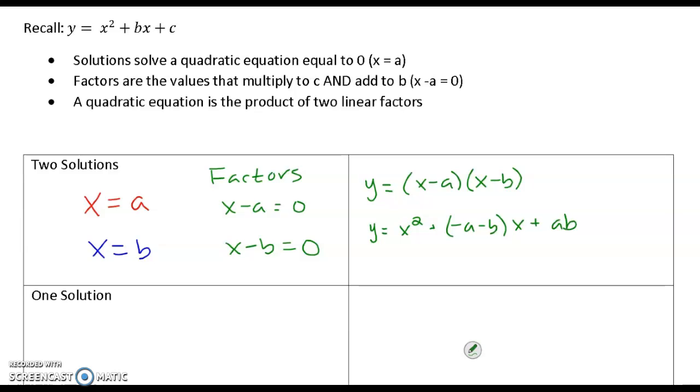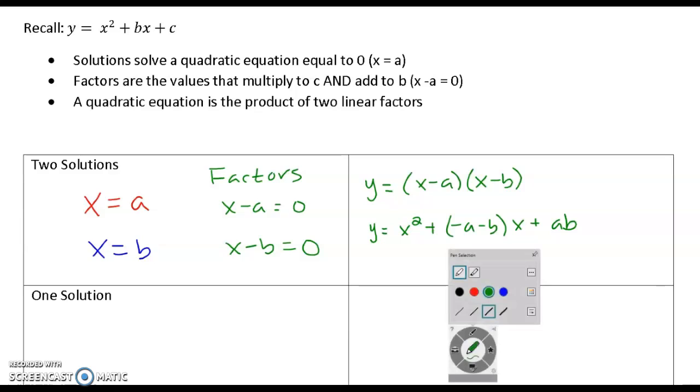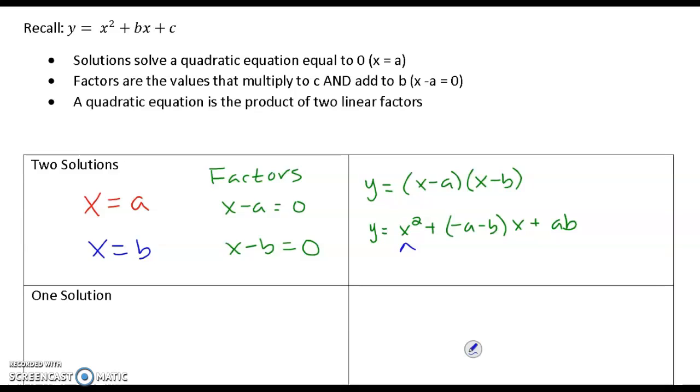That's just the algebraic representation here of the product of our factors. But notice it preserves this general shape. So we have the x squared, our leading term, then we have just the x term, and then we have the constant term. So that's the algebra behind it. And that's when we have two separate solutions.